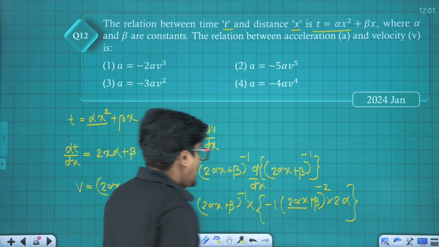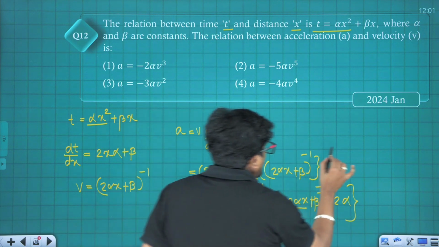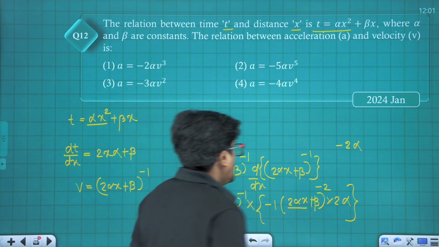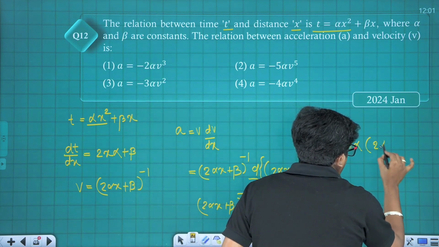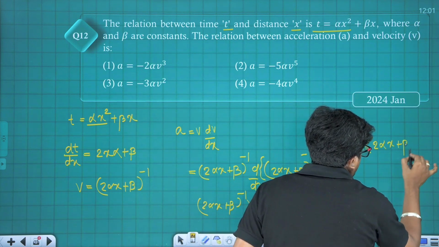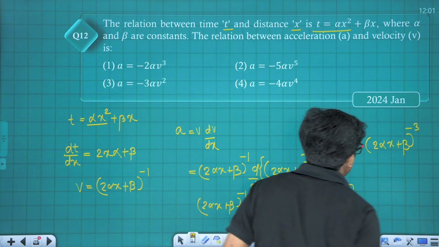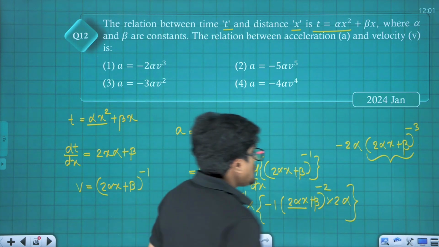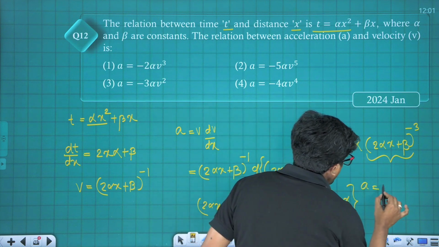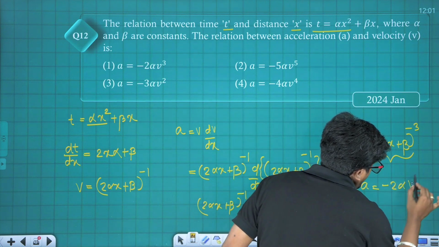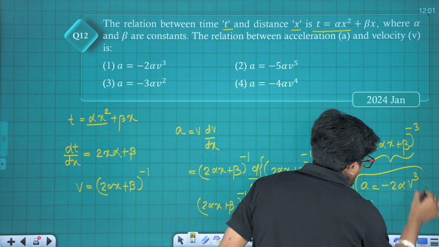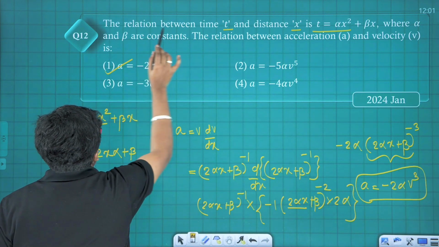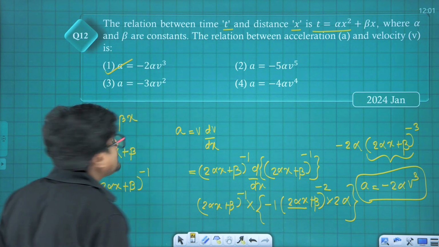Alright. So here this is going to be minus of 2 times alpha into 2 times alpha into x plus beta raised to minus 3, and here this is v cube. So acceleration a can be written as minus of 2 times alpha into v cube, which means option A should be the correct answer. Alright.